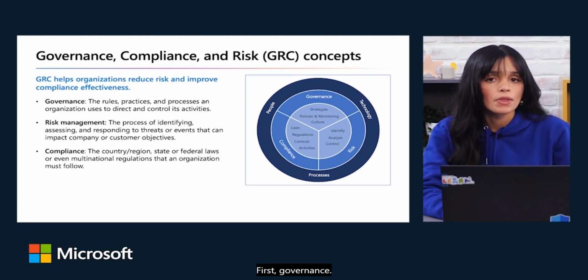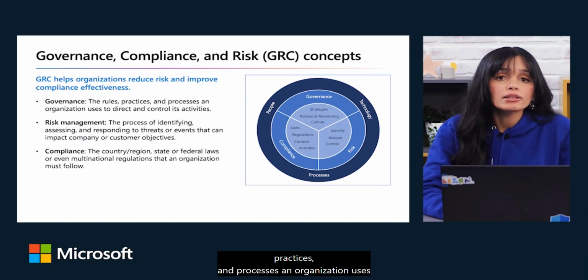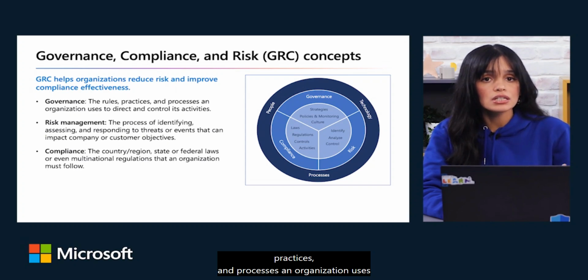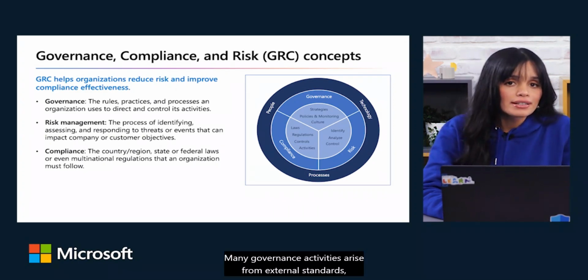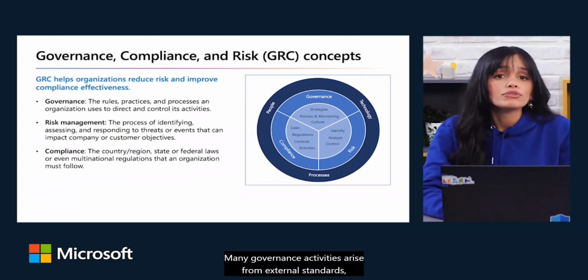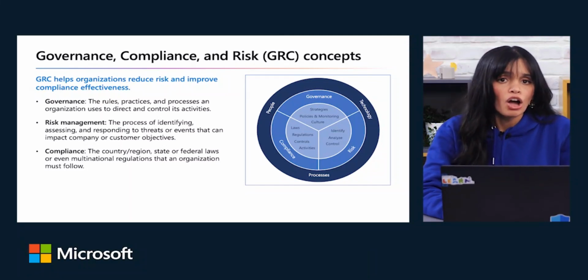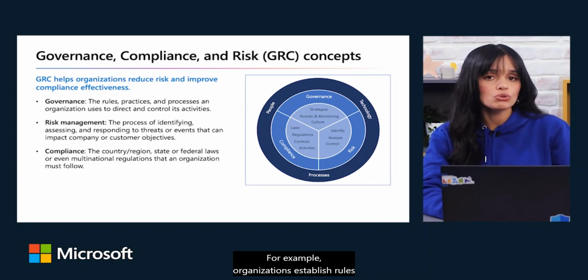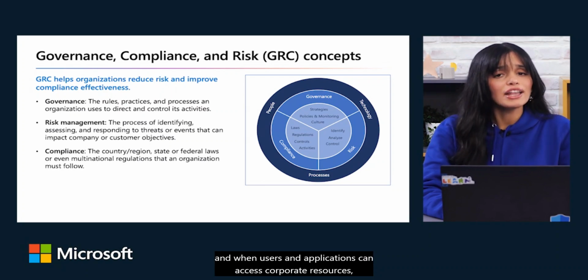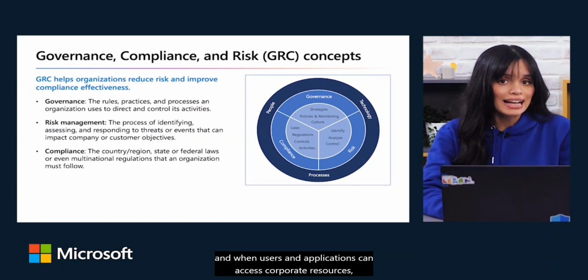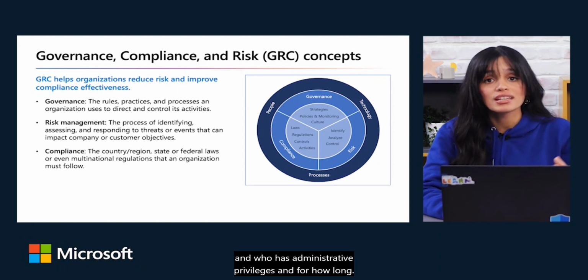First, governance. Governance is the system of rules, practices, and processes an organization uses to direct and control its activities. Many governance activities arise from external standards, obligations, and expectations. For example, organizations establish rules and processes that define the who, what, where, and when users and applications can access corporate resources, and who has administrative privileges and for how long.